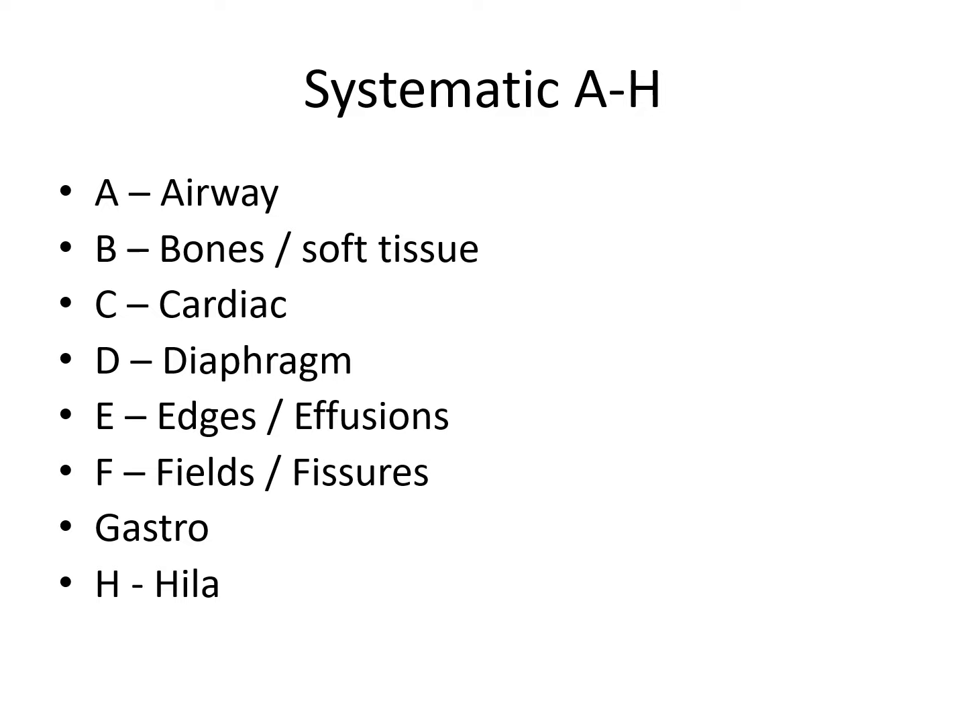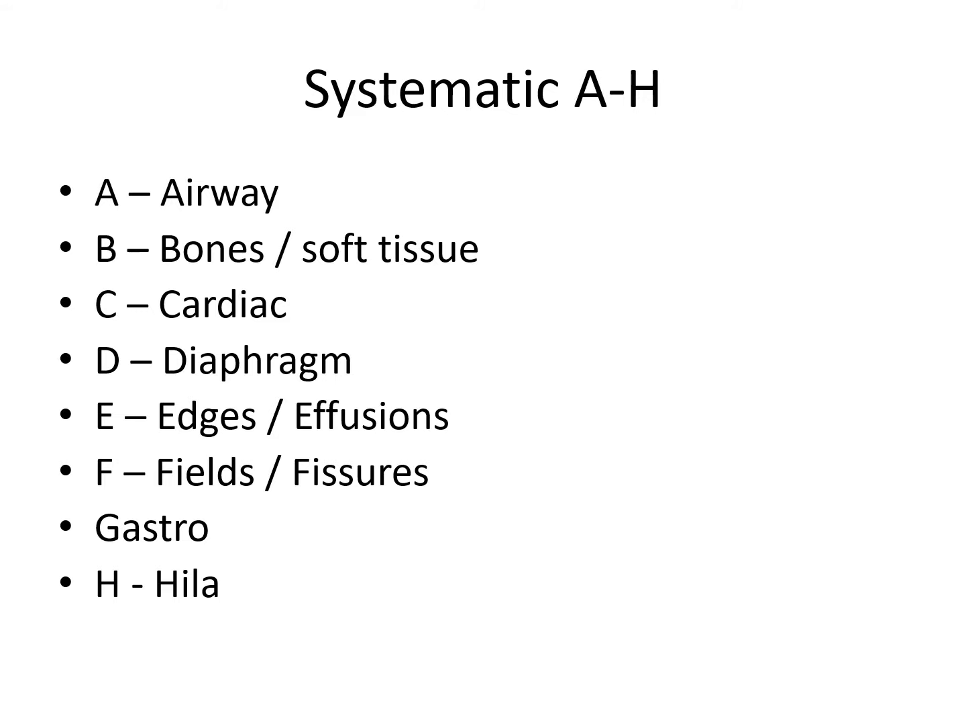E, we're looking at edges and effusions. This can be pleural effusions, so we're looking at the costophrenic angle and the sharpness of this. Blunting of the angles may indicate a small effusion. The other thing for effusions is you can look at a lateral or supine film, as repositioning might displace a small pleural effusion. If a patient is lying down, it can be more difficult to see the meniscus line of an effusion than when they're sitting, for example.